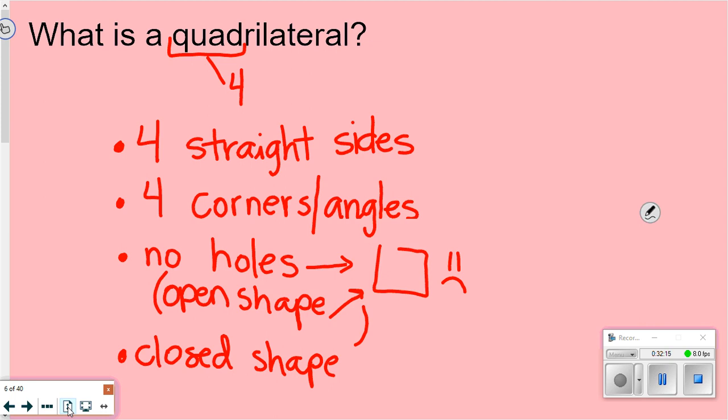Yes. What about one that has a hole in the middle? Nope. Holes are referencing the lines not connecting. That's all. I'm not talking about donuts.